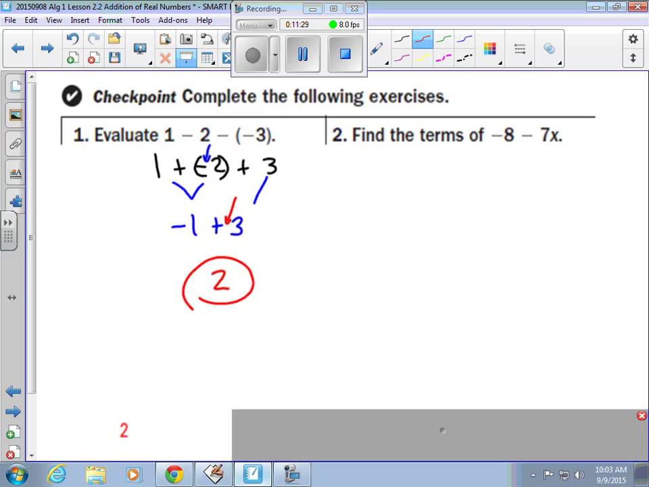Find the terms of this one. If you separate it, negative 8 plus a negative 7x. Here is one term, negative 8. Here's the other, negative 7x. Or you could have just looked at this problem and said, there's one term, there's the other.